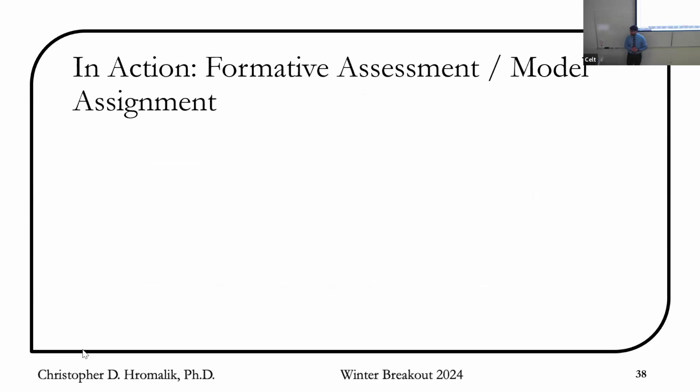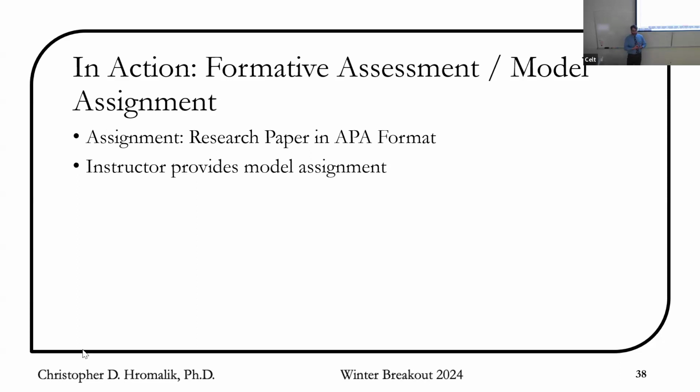Now, let's consider formative assessment: how we can have some assessment throughout the semester to provide feedback and help students improve. One example is that an instructor might use formative assessment as well as a model assignment for a research paper in APA format. A research paper in APA format has to be done a certain way. But how can we provide some support to students throughout? The instructor might provide a model assignment from a former student. The instructor reaches out to a former student, asks to share it, and analyzes it with future students. And so the instructor provides a well-written model assignment.